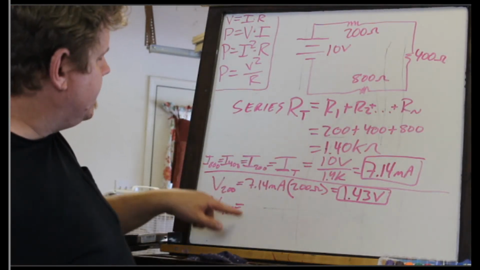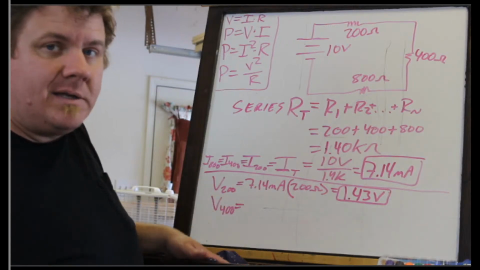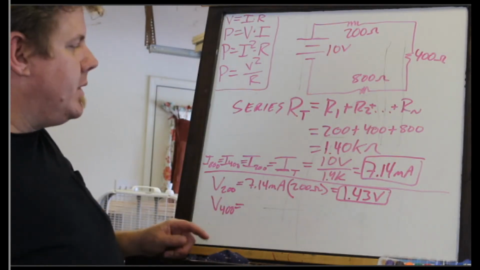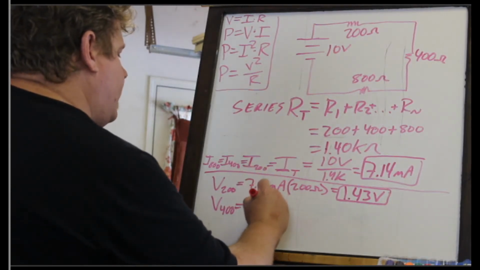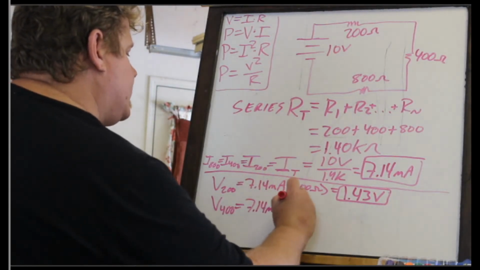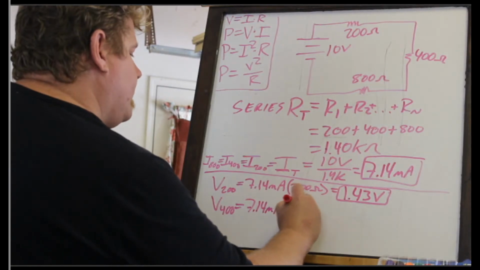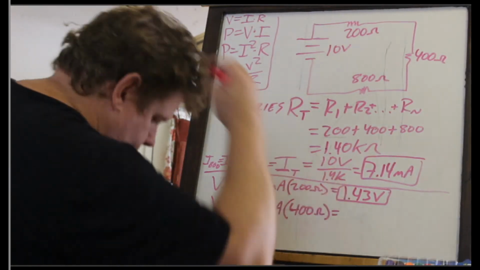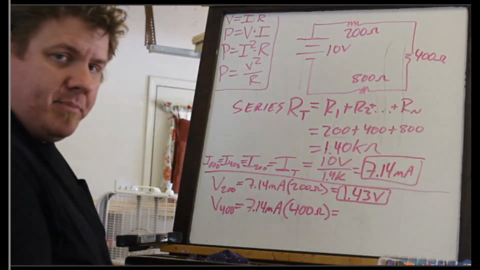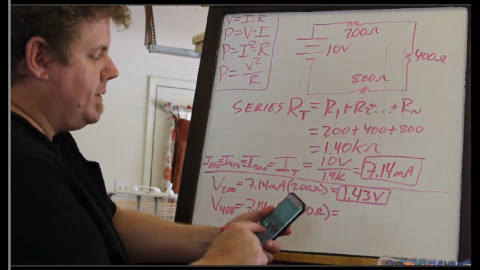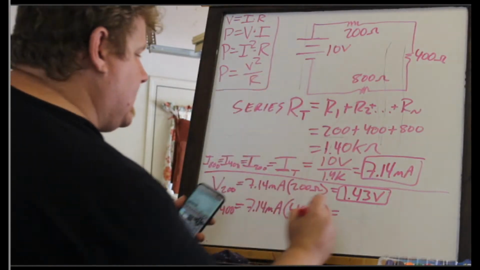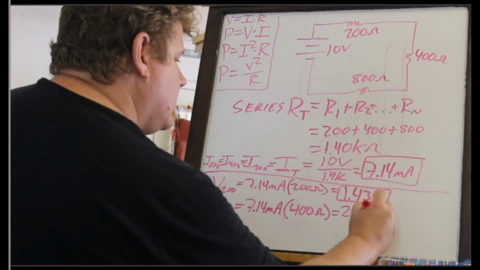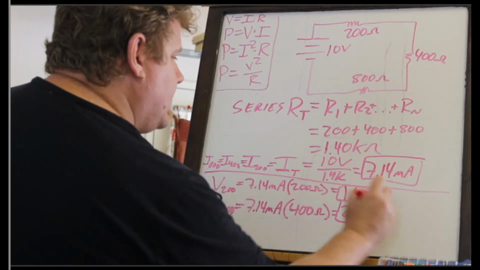If you don't see that this one is roughly double, or it should be exactly double, then you may have made a calculation error in one of the two places, okay? So 7.14 milliamps times 400 ohms. And yes, I'm going to punch this in on my calculator while we're doing this, even though I know what the answer is. Oh, 2.86, which is what I expected, right? Because it's just twice that.